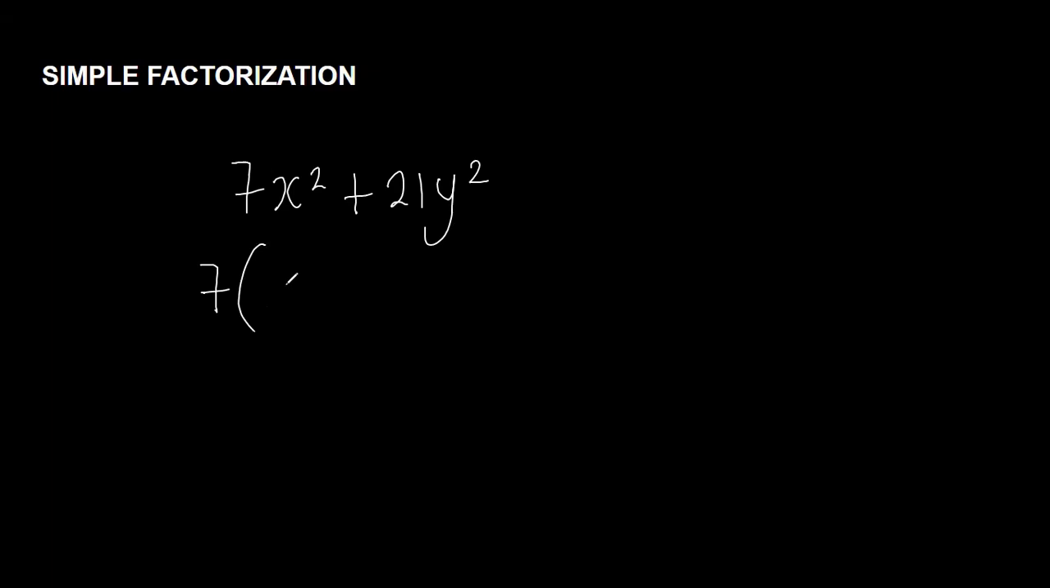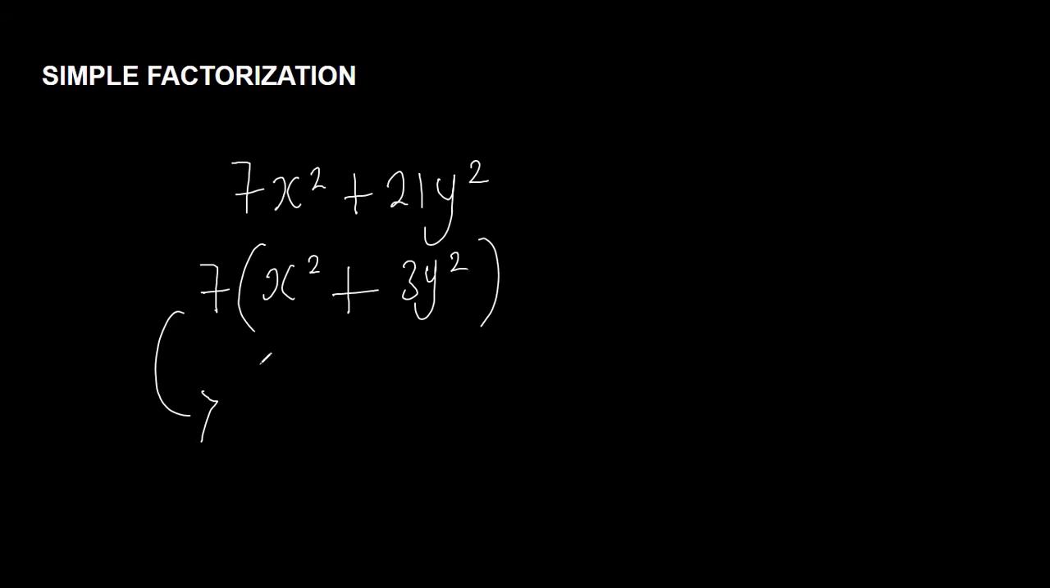So 7x squared divided by 7 is going to give us x squared, plus 21y squared divided by 7 is going to give us 3y squared. So we're done. If we expand this, we'll still get back the initial expression. So the way to check if your factorization is correct is to expand it back. If you don't get the initial expression, it simply means that you have made a mistake while factorizing.